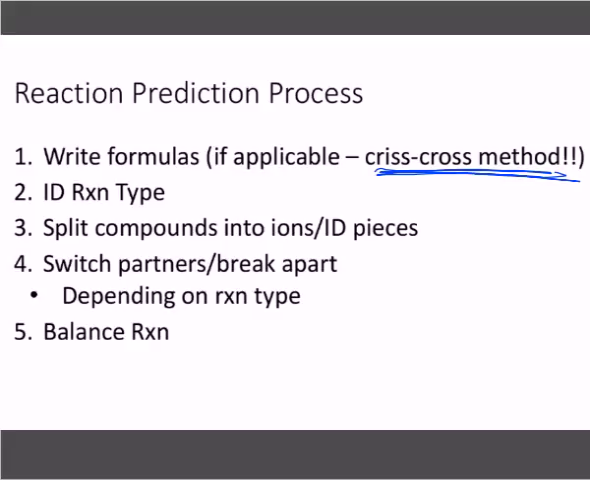Number 2, once you have your reactants, you're going to identify your reaction type. What we just did on that practice sheet. You're going to classify the reaction. Number 3, you're going to split the compounds into their ions or identify your different pieces. Draw your lines if you have compounds. Then number 4, you're going to switch partners or break apart depending on the reaction type. And the last step is balance the reaction.